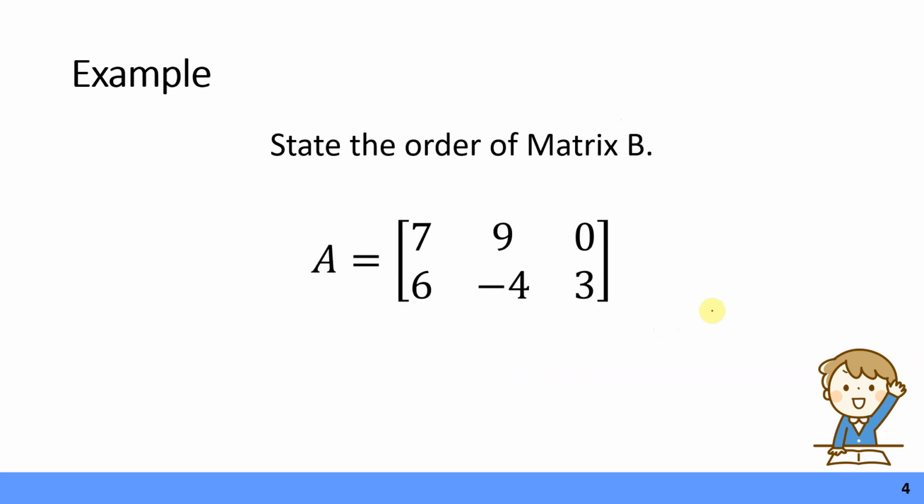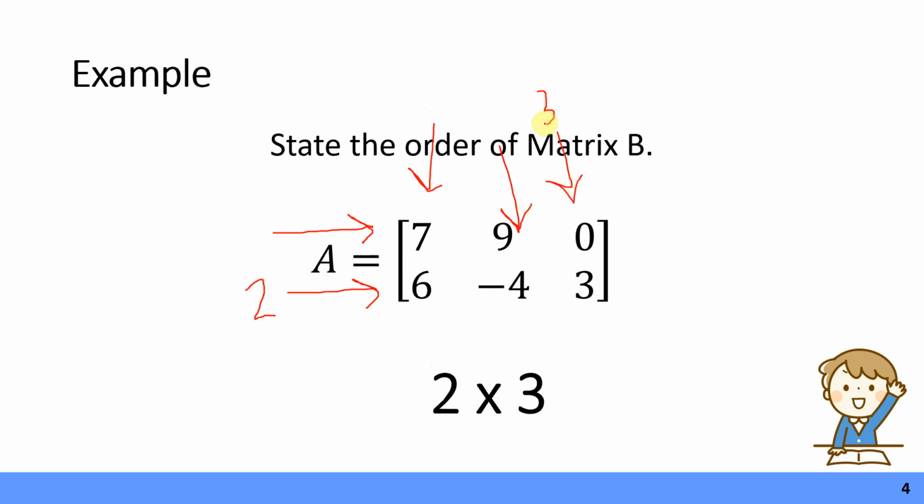Let's go ahead and try another one here. State the order of the matrix. Again, it's the same thing as a dimension. So we go ahead and count the rows. It's always the number of rows first. So we have a total of 2 rows and we have a total of 1, 2, 3 columns. So the order or the dimension of this matrix would be a 2 by 3. Okay, so pretty simple. And again, we are going to need this for future examples.